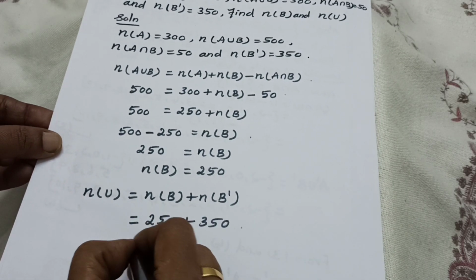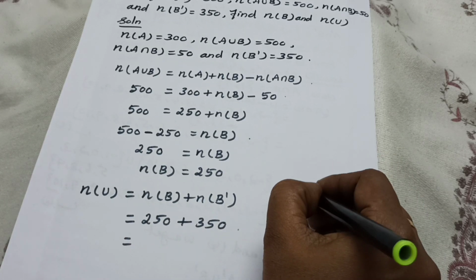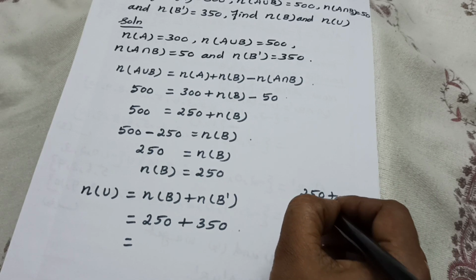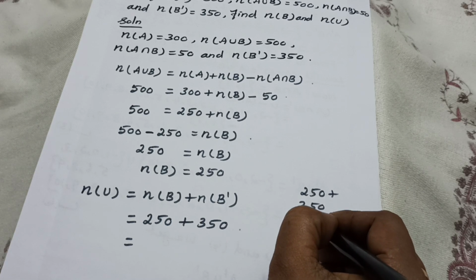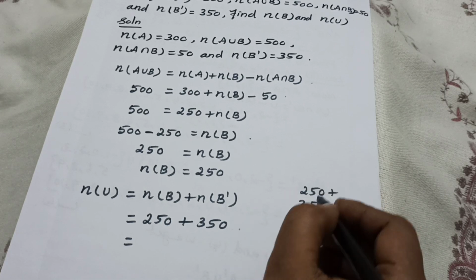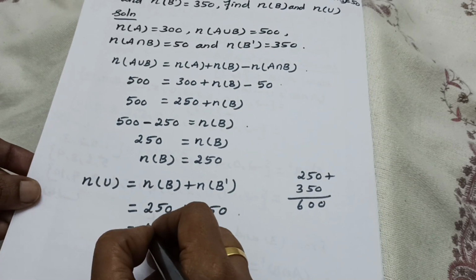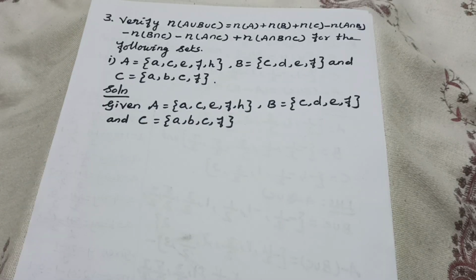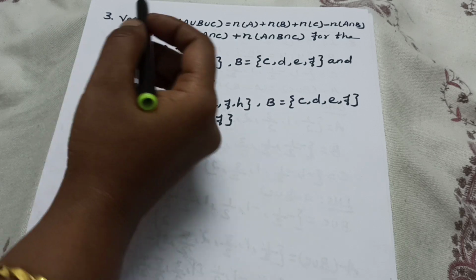350. This to add means what's the value you will get? This to add 250 plus 350. Okay. 0. Here 5 plus 5 is 10. 0, 1 balance. Then 6. Isn't it? Then what's the answer? 600. Have you understood? Next we are going to see the third sum.